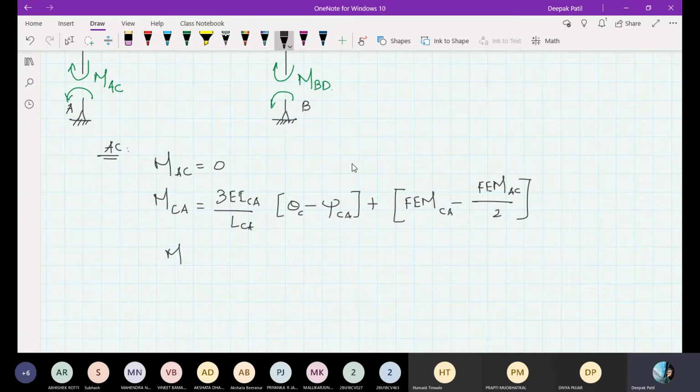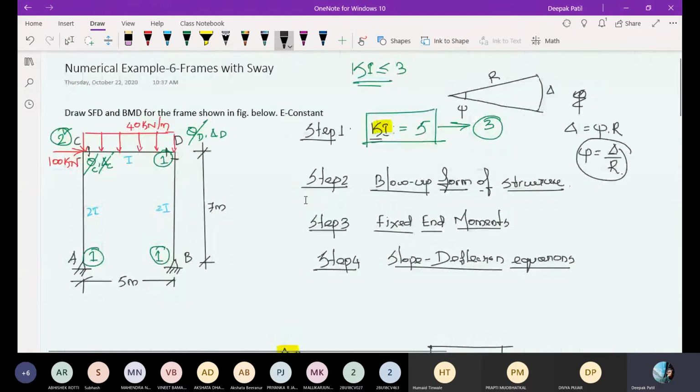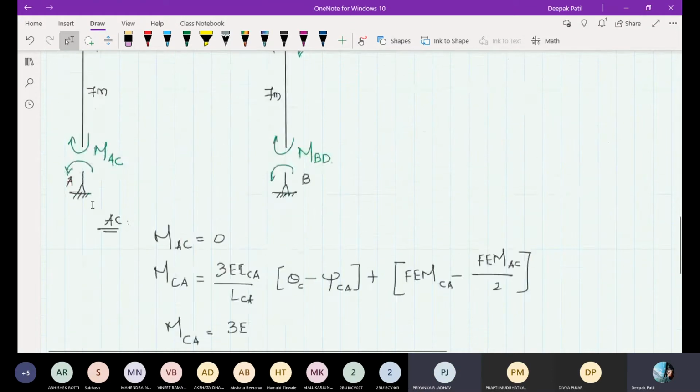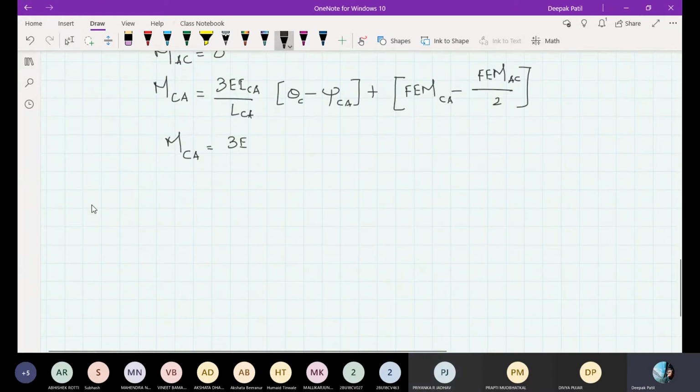So this is the general form of the modified slope deflection equation. Let me substitute each term one by one. So MCA is equal to 3E, and what is the moment of inertia of span CA? Is it I or 2I? It is 2I, I have written here. So 3E into 2I, and what is the length of span AC or CA? It is 7 meters.